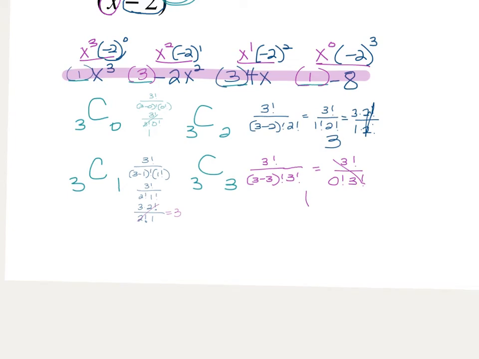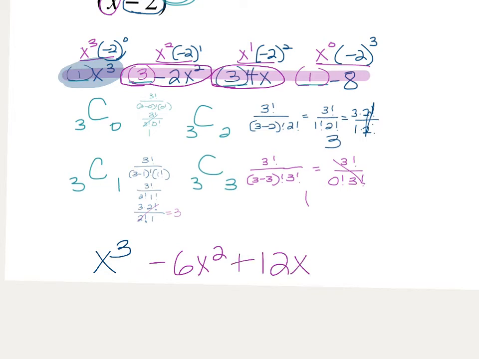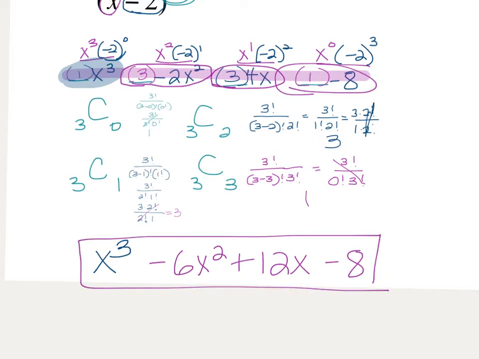So now I'm going to multiply this out. So 1 times x to the third is x to the third. I'm going to multiply this one out. 3 times negative 2x squared is negative 6x squared. Multiply this out. 3 times 4x is 12x, and that's positive, so it gets a plus. And 1 times negative 8 is negative 8. And there's my expansion.